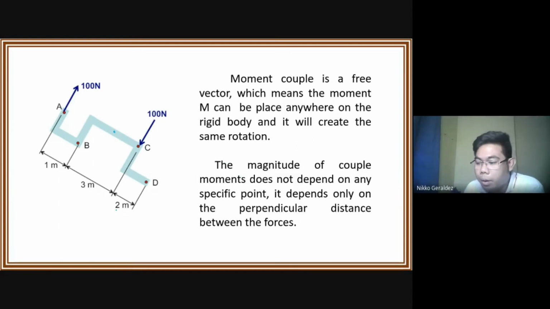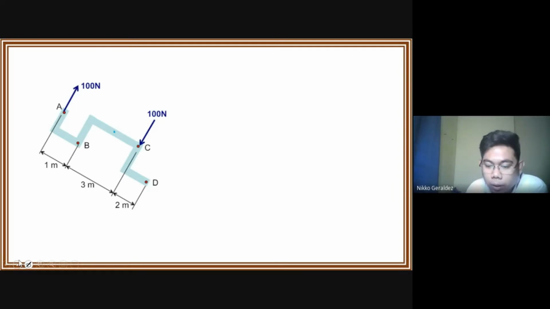For example, on our object we have a 100 Newton couple. Let's solve for the couple moment at points A, B, and C, and check if we get the same couple moment. For example, at point A, let's take moments about point A, with clockwise as positive.